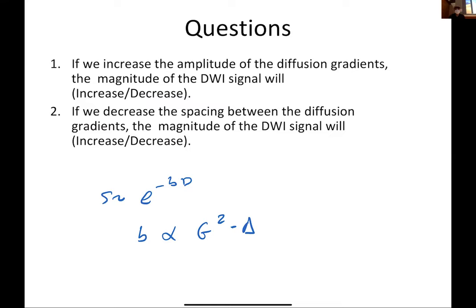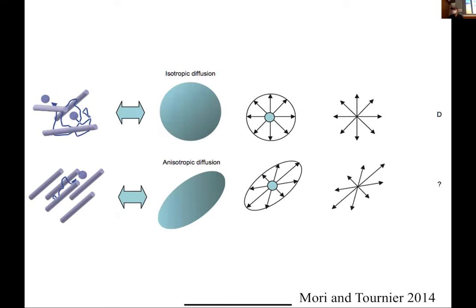Okay, let's see, pretty good response online. So let's see what people in class think. On the count of three, just say increase or decrease. One, two, three. Increase. Great, and your online compatriots, 75% also say increase. So that's better than chance. If we decrease the spacing between those gradients, then the spins don't have as much time to diffuse, so they're not going to get as out of phase, and therefore the signal will increase. That's basically how to think about diffusion imaging. Any questions on that?